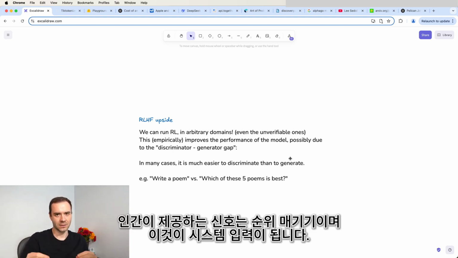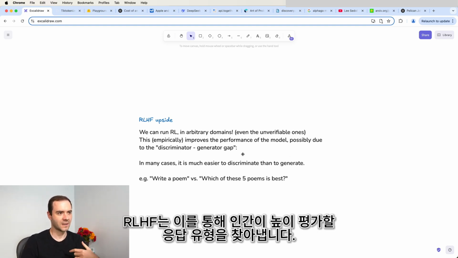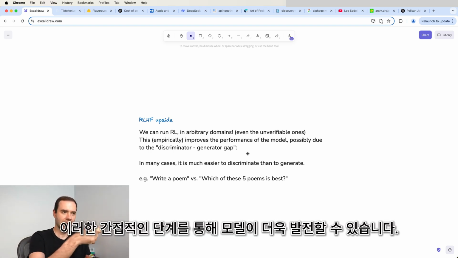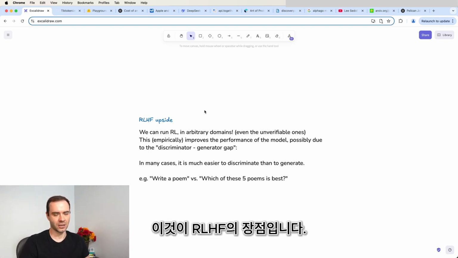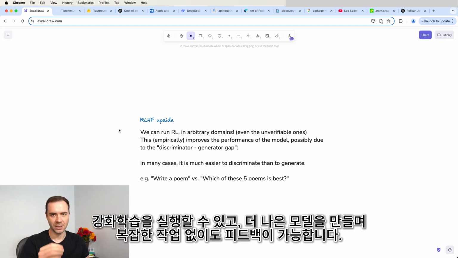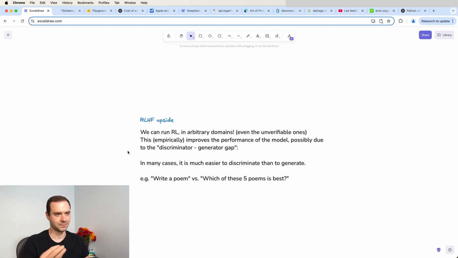And that is the signal that humans are providing, just the ordering. And that is their input into the system. And then the system in RLHF just discovers the kinds of responses that would be graded well by humans. And so that step of indirection allows the models to become a bit better. So that is the upside of RLHF. It allows us to run RL. It empirically results in better models. And it allows people to contribute their supervision even without having to do extremely difficult tasks in the case of writing ideal responses.